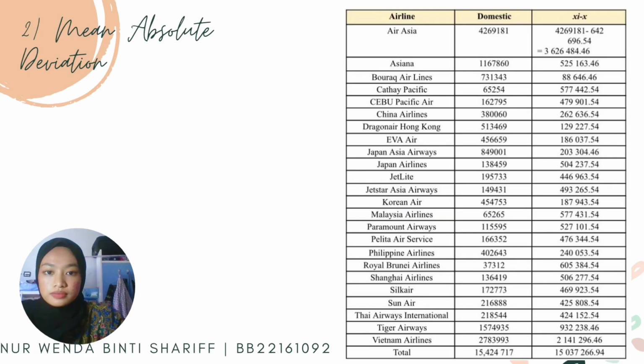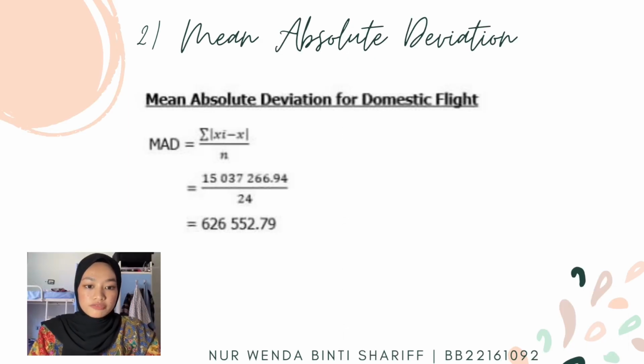of range. And the next part is mean absolute deviation. To find mean absolute deviation, we have to find the mean. To find the mean, we have to sum up all the values in the sample and divide it by 24, which is the number of airlines. And the answer is 642,696.54. So for mean absolute deviation, the formula is the total of the value of each observation minus the arithmetic mean of the values, divided by the number of observations in the sample.